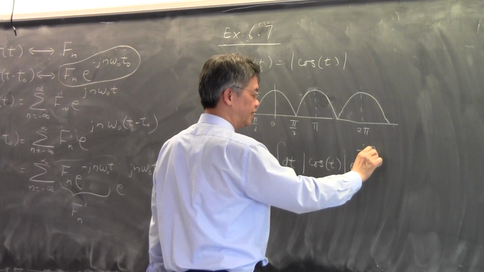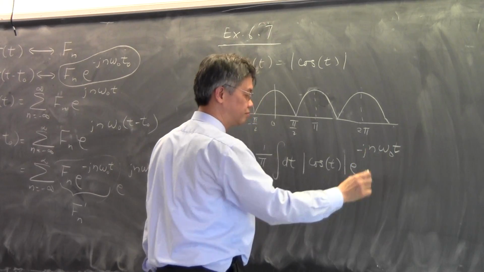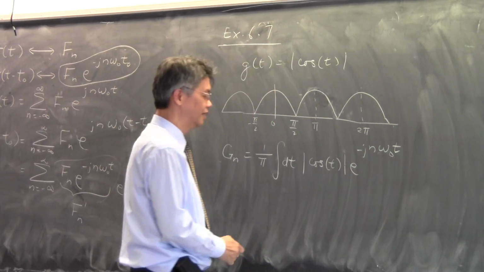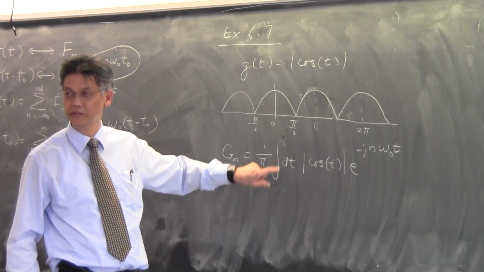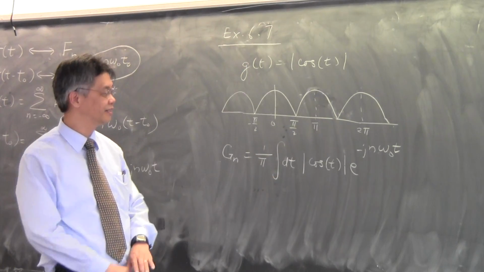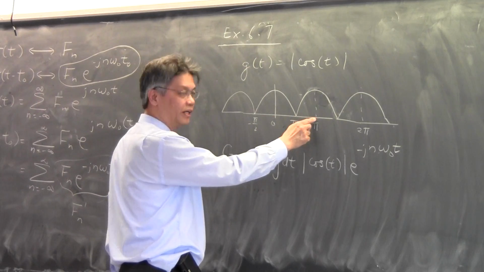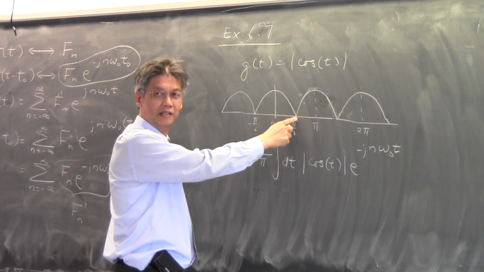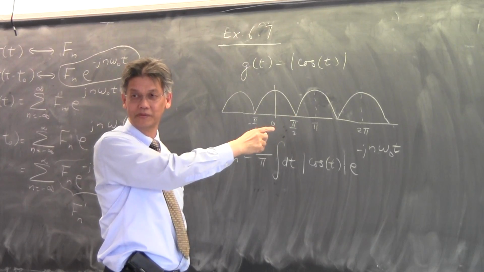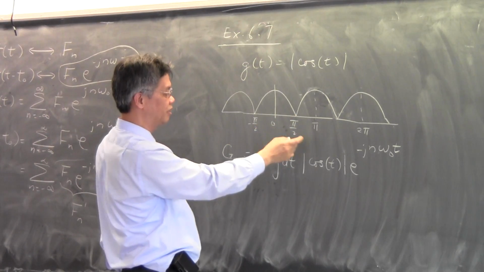e to the minus j n omega naught t dt. And in principle, I have to integrate this over one period. It doesn't matter whether I integrate from here to here, I can also integrate from here to here. It's still integration over one period, right? Because this is a periodic function.